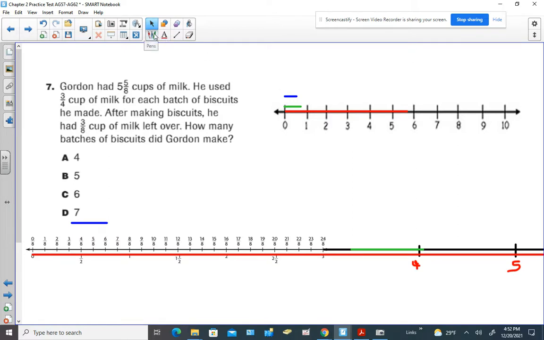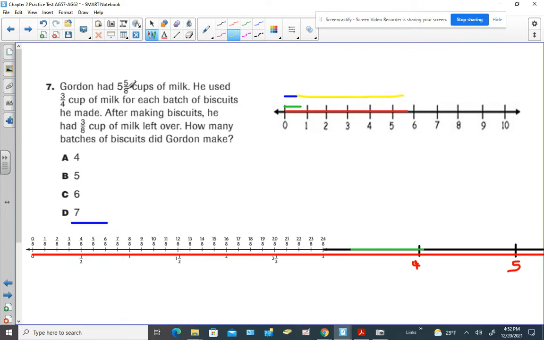In other words, we need this amount, right? We need this amount right here. Because if this is left over, that means that this yellow line would be used. Now, how do I get that? I would have to subtract the blue from the red to get the yellow.